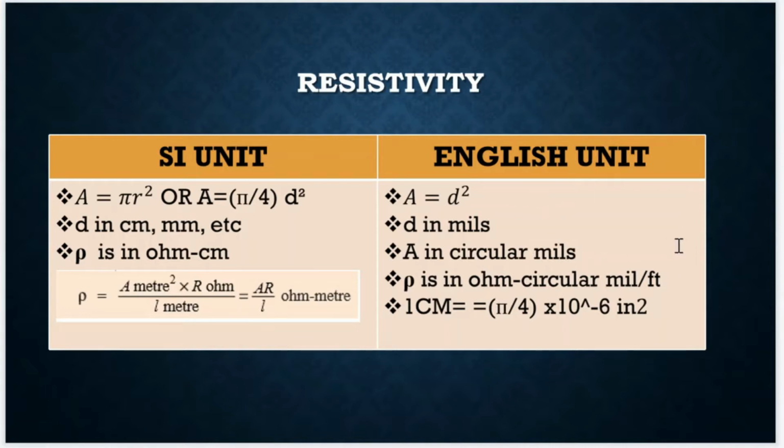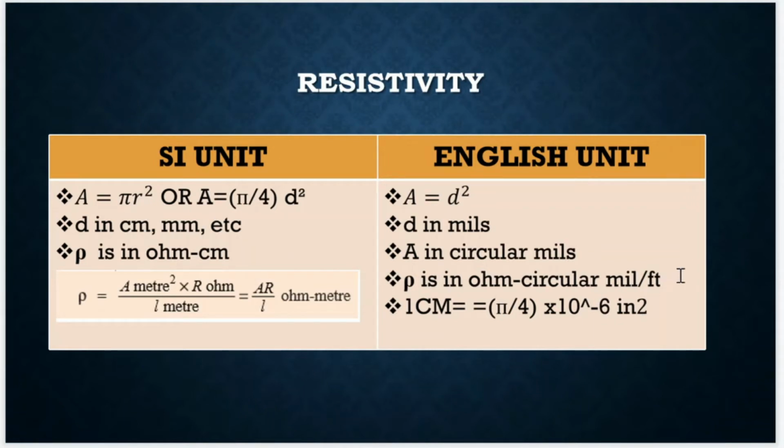In English unit, the area is equal to D squared, where D is in mils and A is in circular mils. Rho is in ohm circular mil per foot. We denote circular mil as capital C and capital M. This will be the conversion if our given parameter is in square inches: 1 circular mil is equal to pi over 4 times 10 raised to negative 6 square inch.